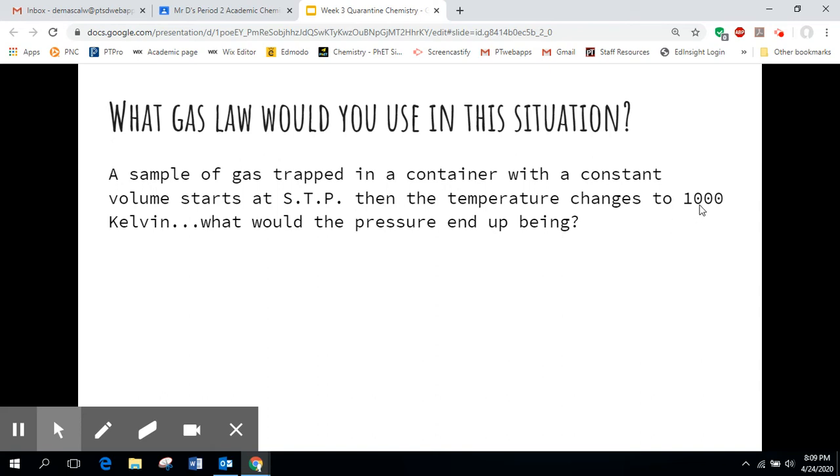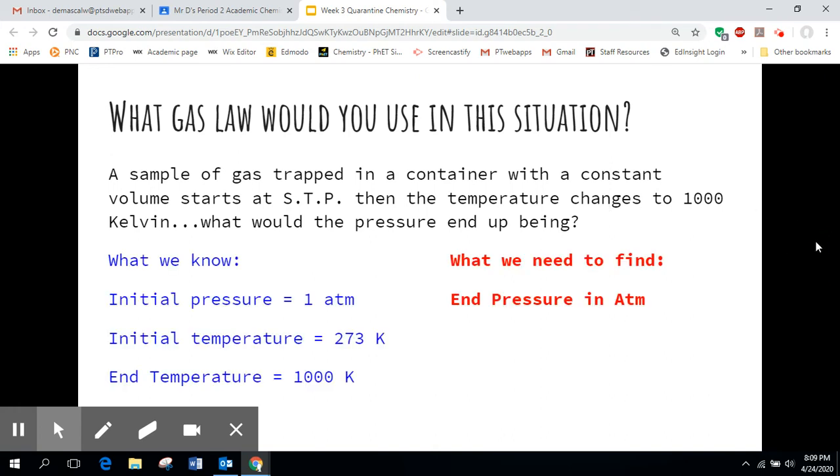Temperature changes to 1,000. So it goes from 0 Celsius, 273 Kelvin, to 1,000 Kelvin. What do we have? We have temperature. We have pressure. They gave us a second temperature, and they're asking us for a second pressure. So what do we know? We know the initial pressure, the initial temperature. We know the end temperature. They're asking us for the pressure. What law is pressure and temperature? Gay-Lussac's.